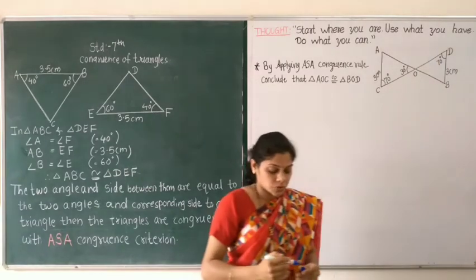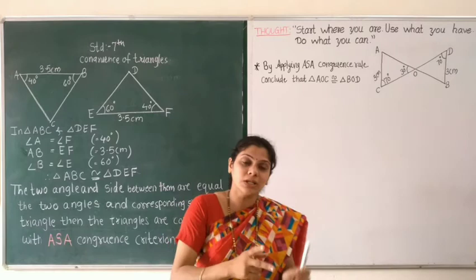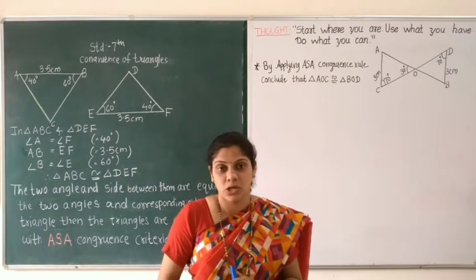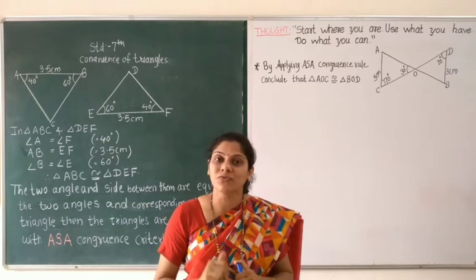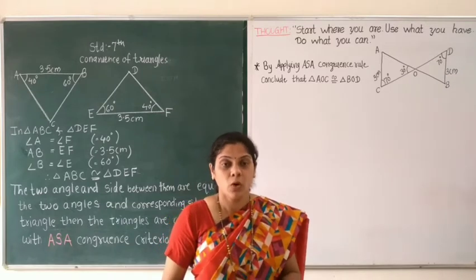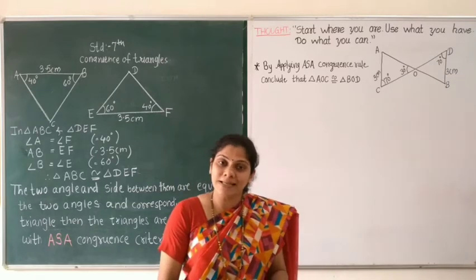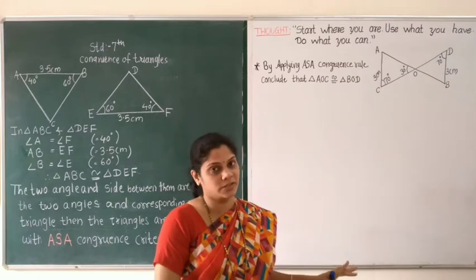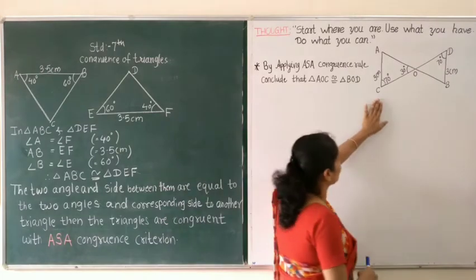Okay. So how can we prove that these two triangles are congruent? With the help of their measurements. So before that, we have to find out their measurements. We will solve this example first orally, and then we will write how to solve it. So look here carefully.